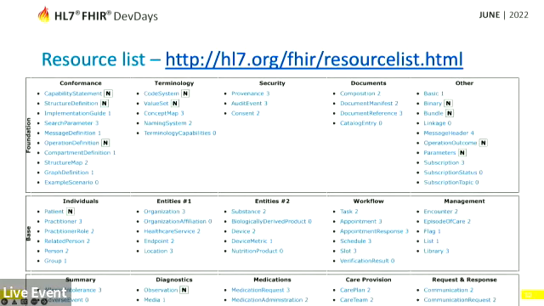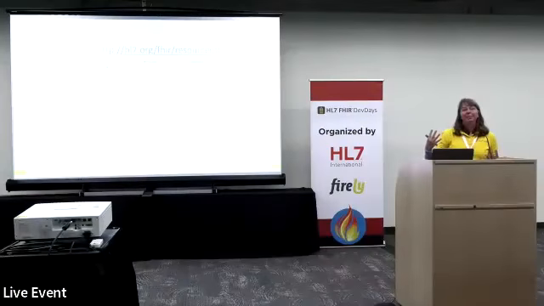Next to these resource types, you can either see an N or you can see a number, and that's the maturity level of the resource. If it says N, it's a normative resource, no longer any breaking changes in a future FHIR version. If it has a number, it can still have those breaking changes. So if you use those resources, just be aware that in a future version, it may have some changes that you need to adapt to.